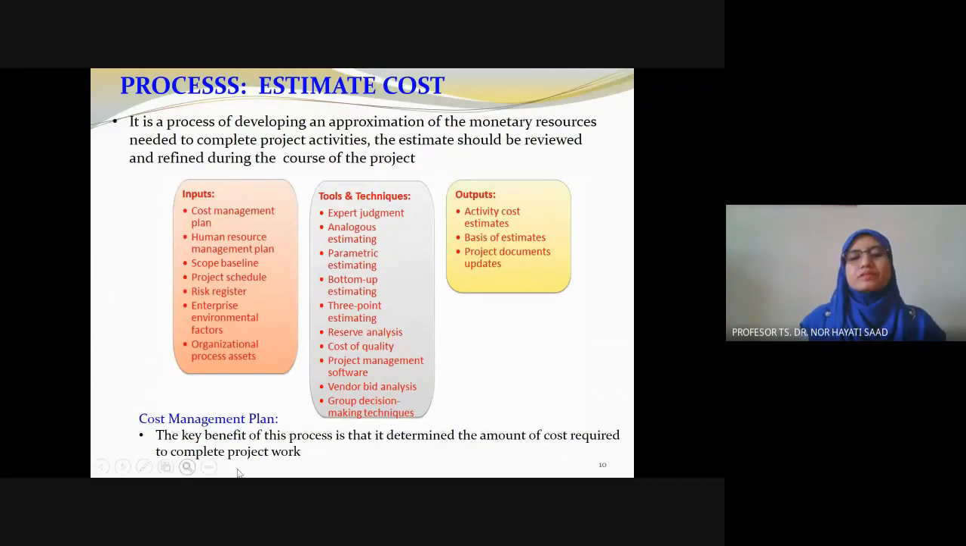Group decision making technique is sitting together in the team, and it will help a lot to stay focused, like a focus group.